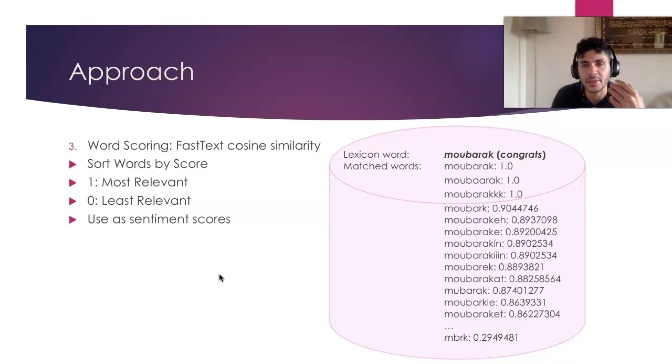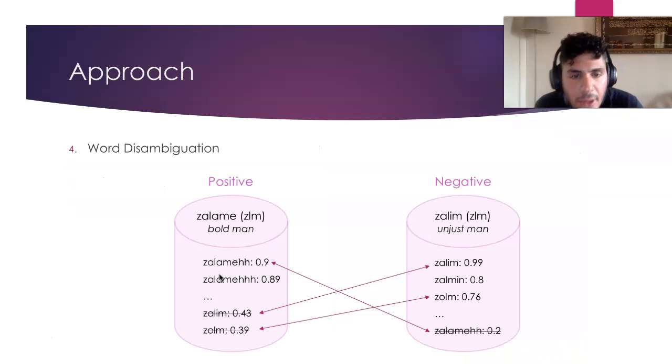Most similar words will take a score of 1, and least similar will take a score of 0, and then we sort them out. We also associate these scores, the similarity scores, with the words as sentiment scores. So this could potentially also improve the sentiment analysis for the evaluation later on. Right, so how do we use these scores to disambiguate the words?